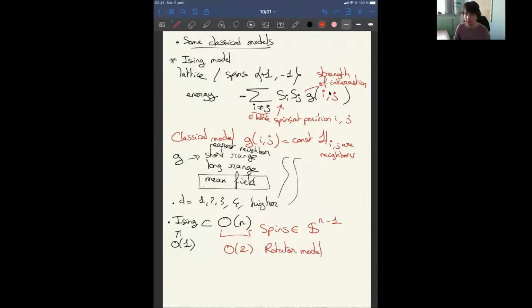And this has been studied a lot. There is O of 3, where the spin is on the sphere, the usual sphere, and that's called the Heisenberg model, etc. Okay, so there's Ising, and Ising is actually part of a larger family.